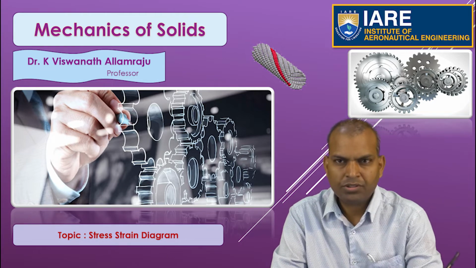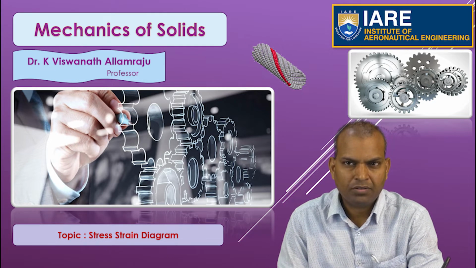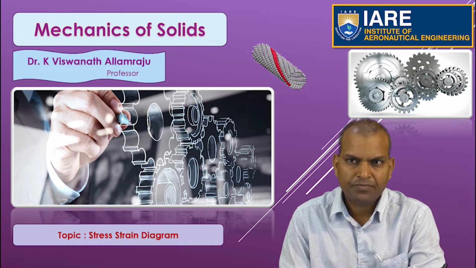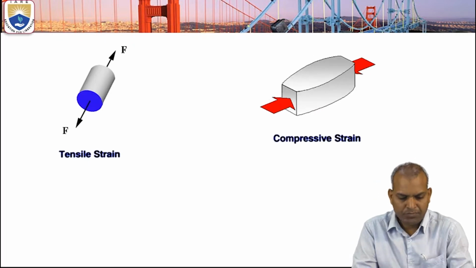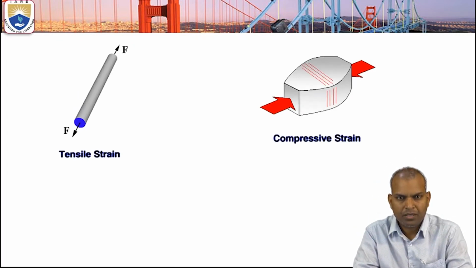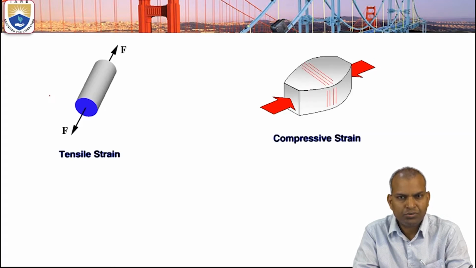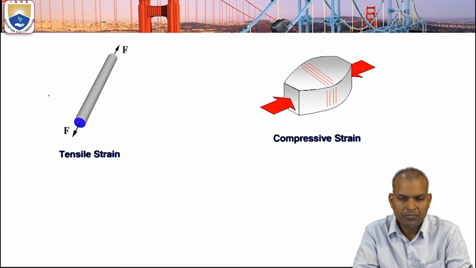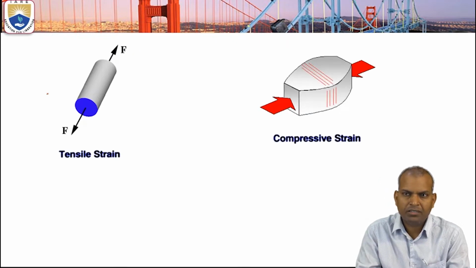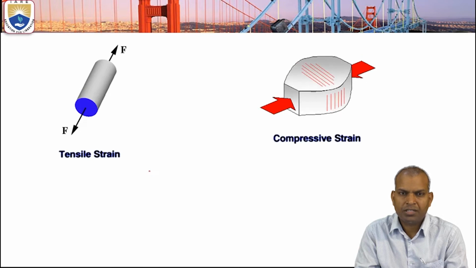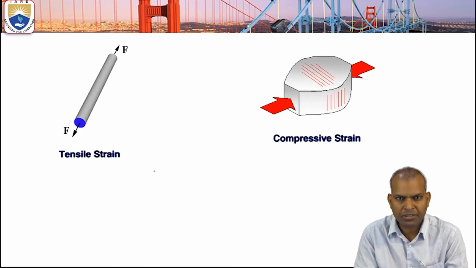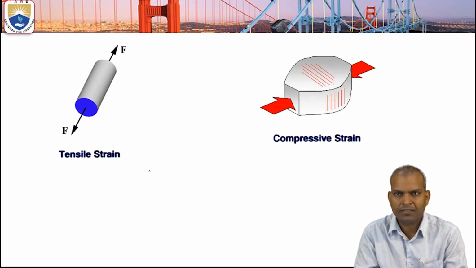In this session, we are going to study the stress-strain diagram of a ductile material. When a beam is subjected to a tensile force, a deformation takes place, that is, an increment in length, which causes a reduction in cross-sectional area. In the case of compressive strain, under compressive load, what will happen? The cross-sectional area of the body or component will increase and the length will reduce.